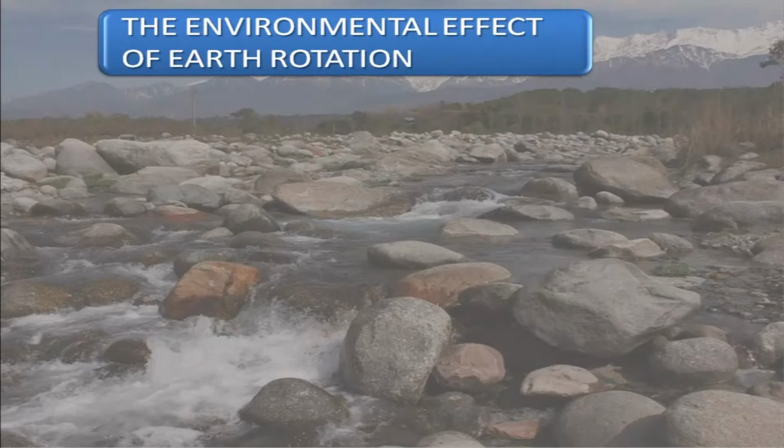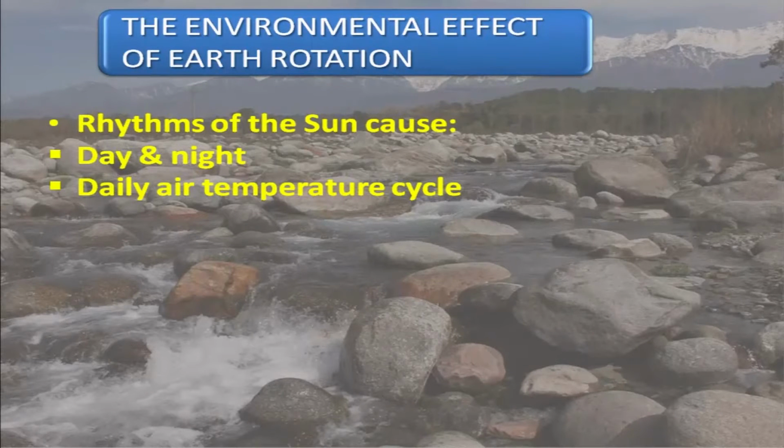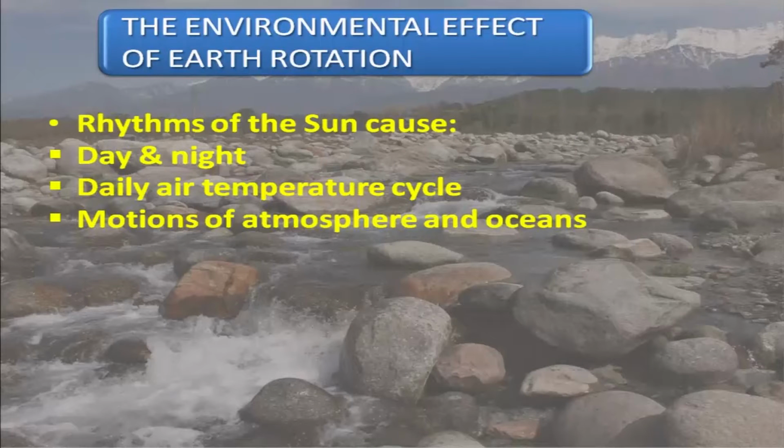So, the environmental effects of the Earth's rotation in total: what we see are rhythms of the Sun that cause, one, day and night, because the Earth is rotating. We have a daily air temperature cycle, because in daytime the air temperature is different, and at night the air temperature is different. Then there is the motion of the atmosphere and ocean, which we also see because of the rotation of the Earth.